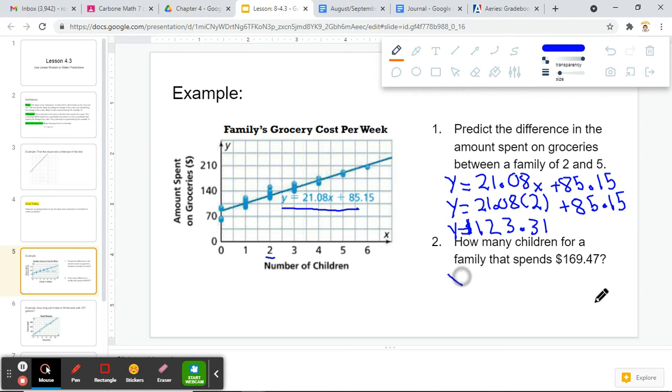So now to calculate for 5 kids, we again are going to have our slope-intercept form here. This time, instead of our x being 2, our x is going to be 5. So we're going to replace the x here with a 5.